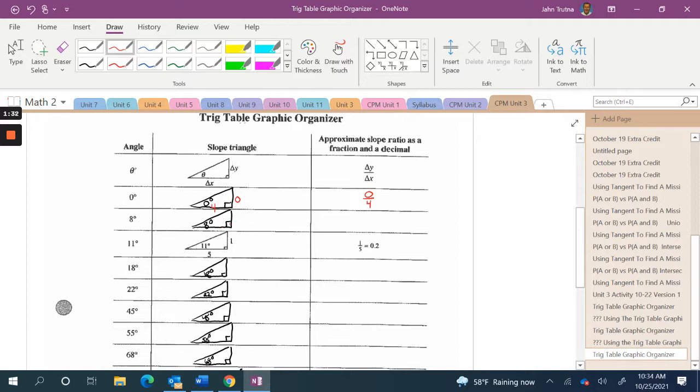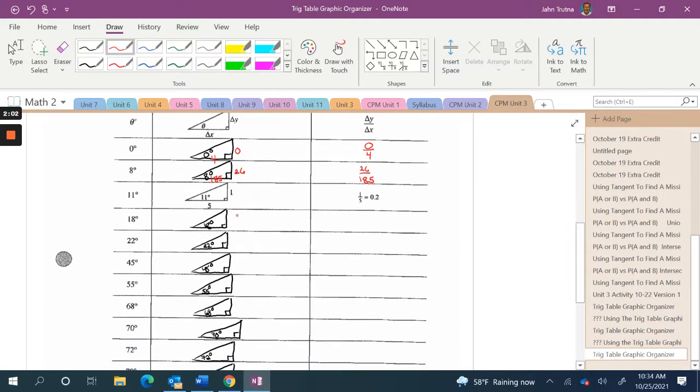So the next one, when you have a right triangle and the slope angle is 8 degrees, that would make your delta y side 26. And that would make your delta x side 185, which would make your slope 26 over 185. Okay? Moving down to the right triangle that had a slope angle of 18 degrees. When the slope angle of a right triangle is 18 degrees, that makes your delta y side 1 and your delta x side 3. Which would give you a slope of 1 over 3.